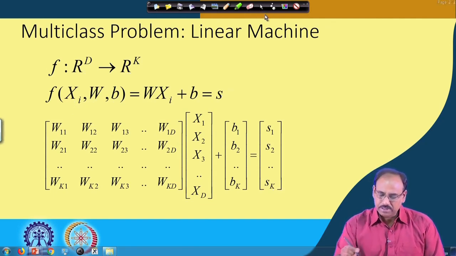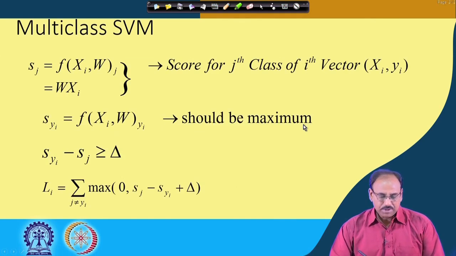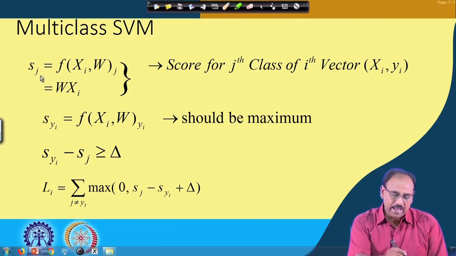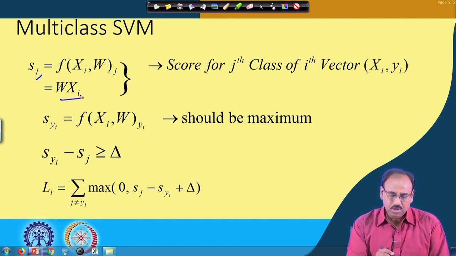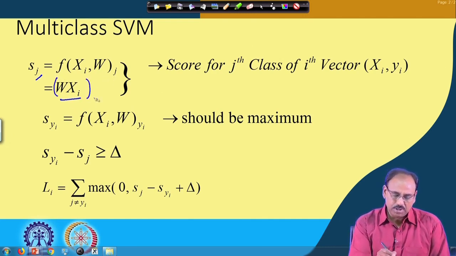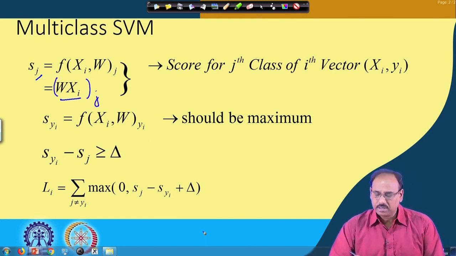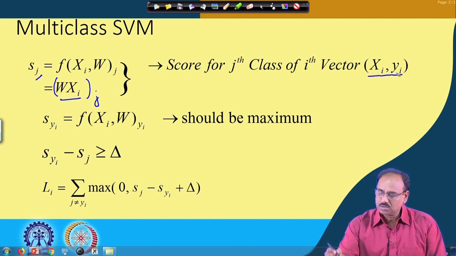So, given this, we have seen that the score for the jth class or the jth category is the jth component of the score function s, which in this case we have written as s j, and this s j is nothing but the jth component of w x i. So, we can write this as f(x i, w), the jth component. The jth component of this gives me the score for the jth class of the ith vector x i, which belongs to class y i.